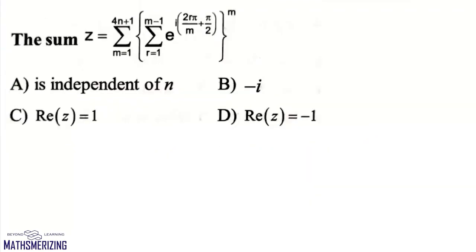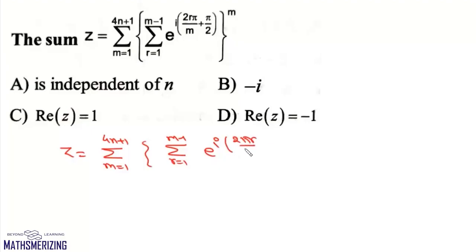Now here the question is, we need to find this sum Z equals this summation m varies from 1 to 4n plus 1, and then this summation r varies from 1 to m minus 1 of (e to the power iota 2 pi r by m plus pi by 2) whole to the power m.